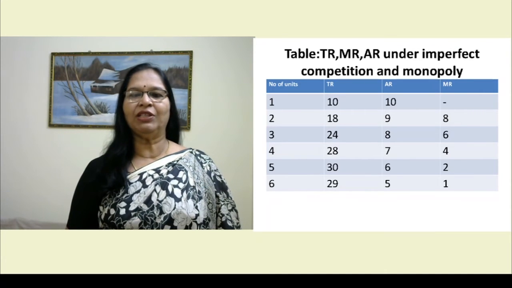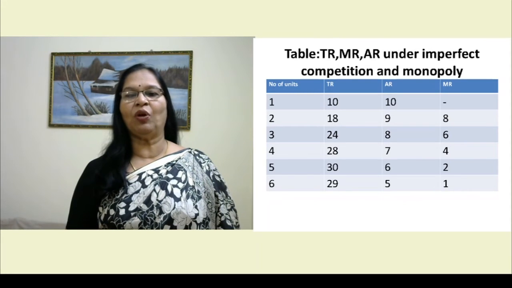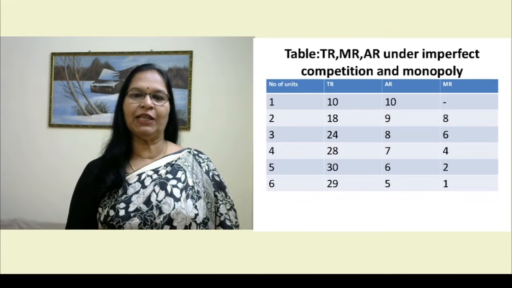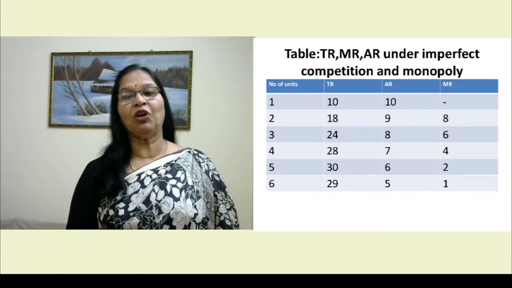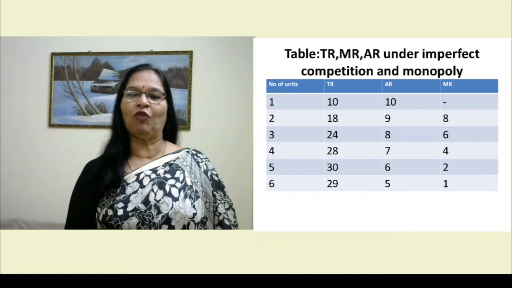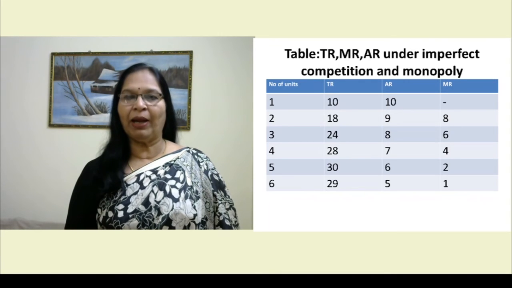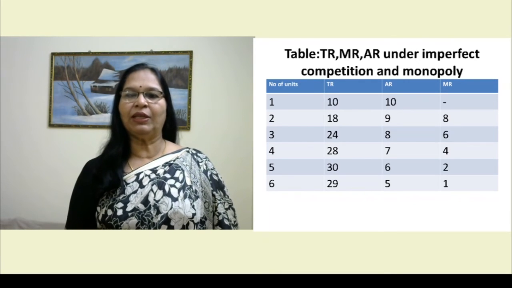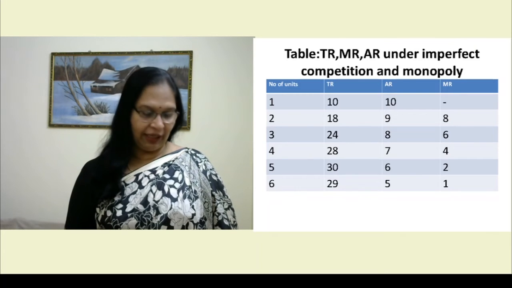When the average revenue falls to 7, you can see that the marginal revenue has already fallen to 4. When the average revenue has fallen to 6, then the marginal revenue has fallen to 2. And when the average revenue has fallen to 5, you can see that the marginal revenue actually is minus 1, not 1. So it has fallen to becoming negative.